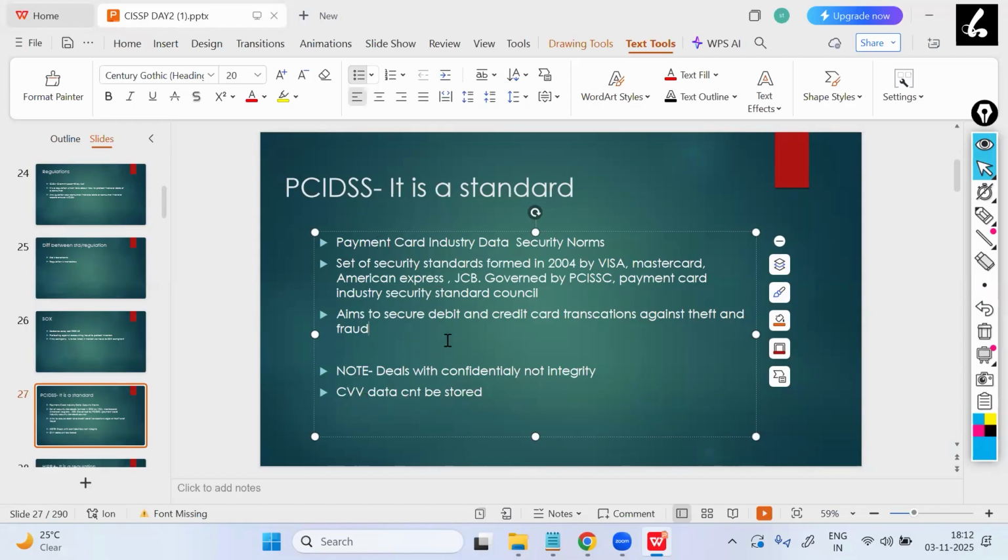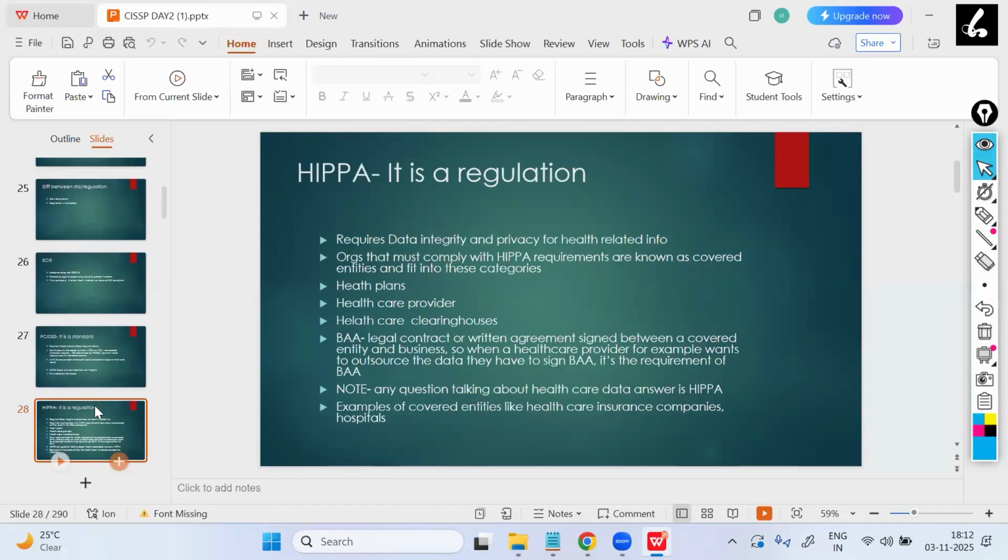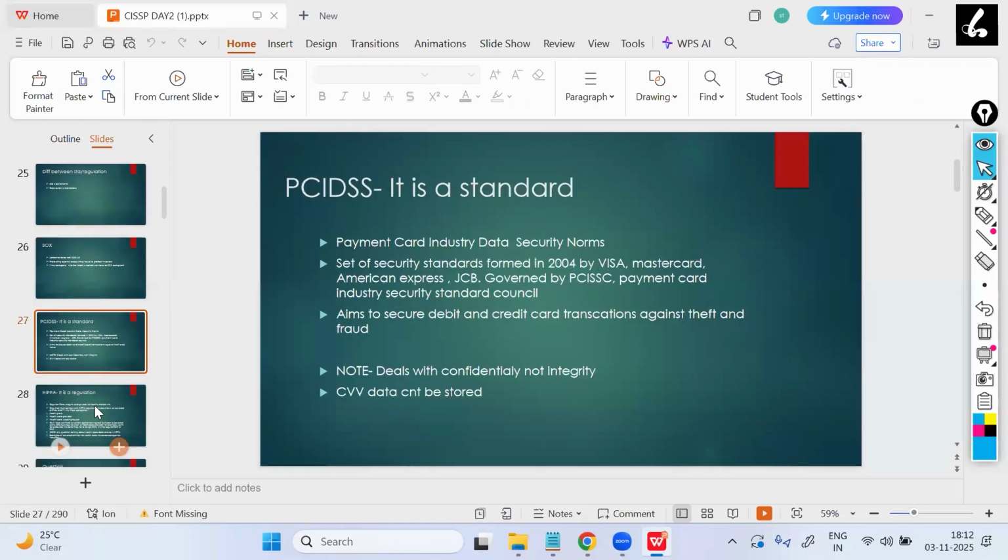The organization, let's suppose I have a credit card from ICICI Bank or Axis Bank or an American Express credit card I'm using, they cannot store my CVV information. Then we have HIPAA. It is a regulation. So the only standard that we have studied so far is PCI DSS.